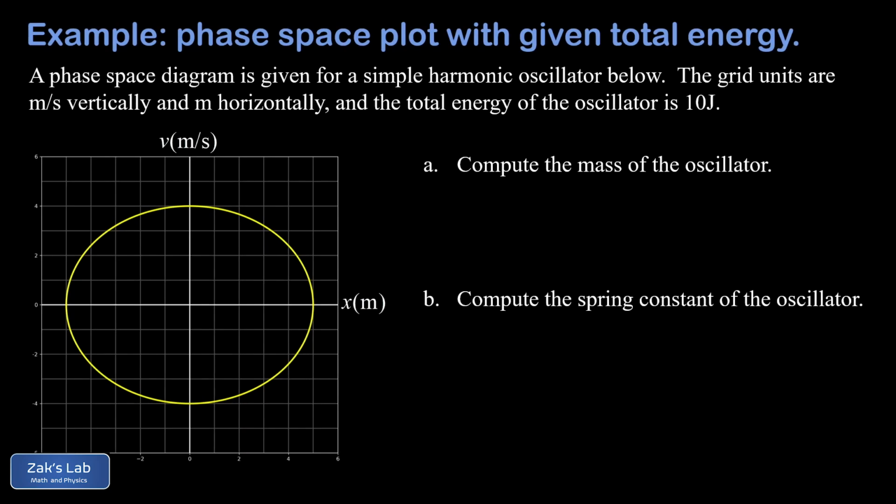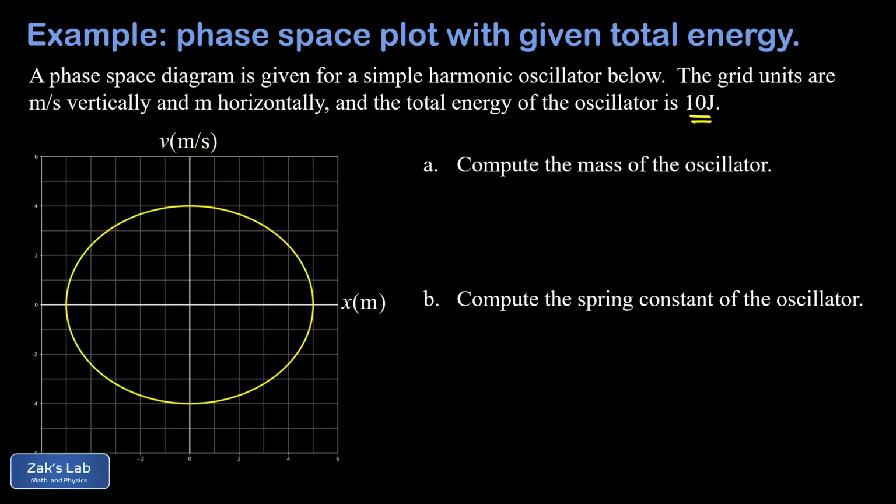In this problem, we're determining the mass and spring constant for a simple harmonic oscillator based on the phase space diagram that's given to us and the total energy in the harmonic oscillator, which is given to us as 10 joules. So what we want to do is identify the moments in the motion of this harmonic oscillator where all the energy is kinetic and where all the energy is potential.